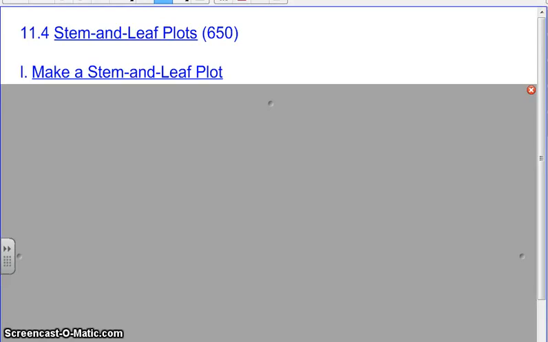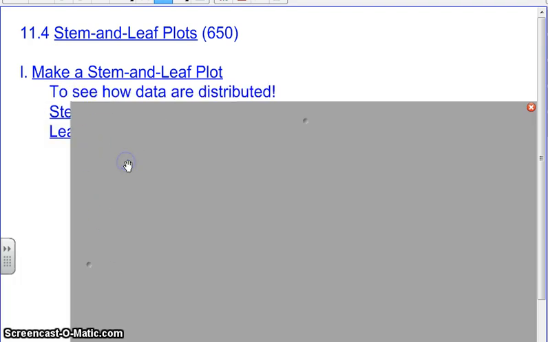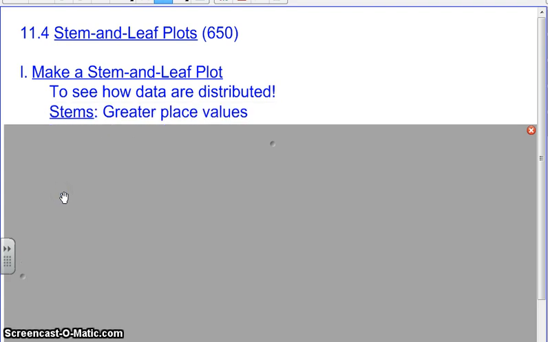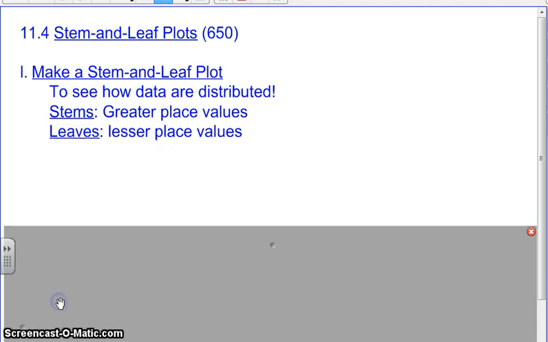Okay, so we're going to talk about stem and leaf plots, another way to display data. Making a stem and leaf plot. We're going to make a couple of these today, but to start, we use these to see how data is distributed, and you're going to see that when we start looking at these. The stem represents the greater place values, so the leaves must represent the lesser place values.